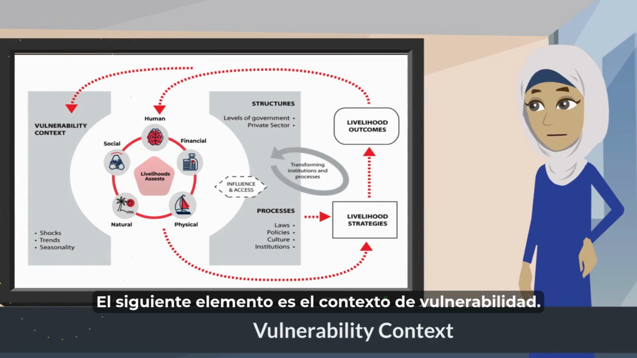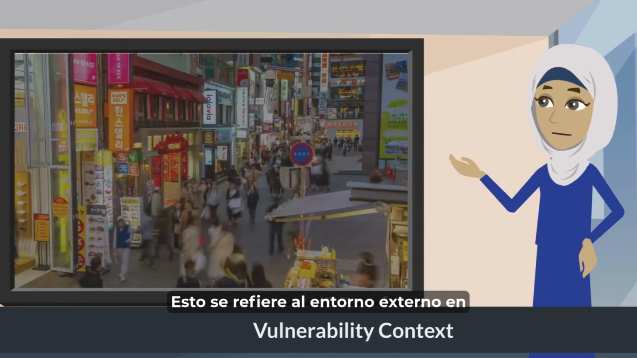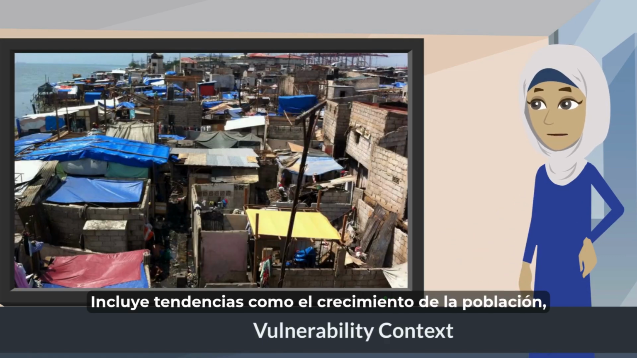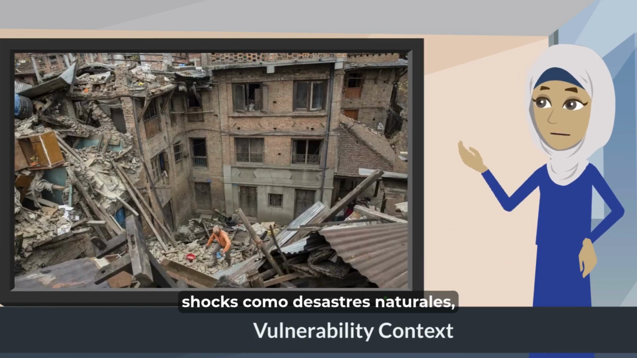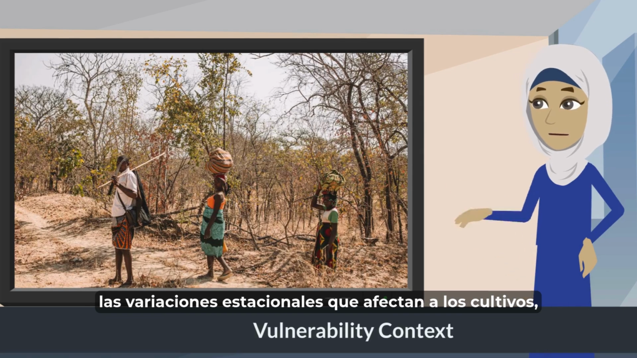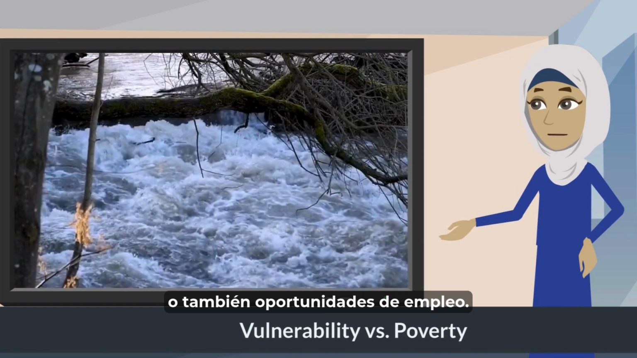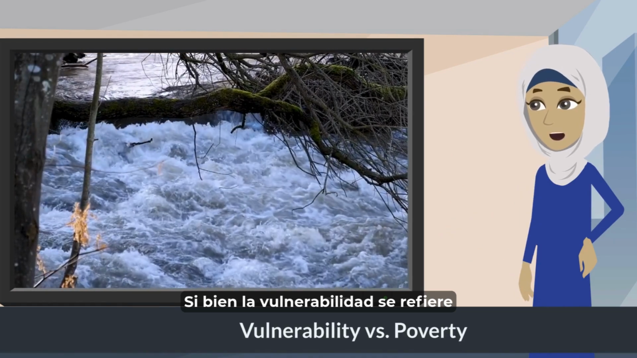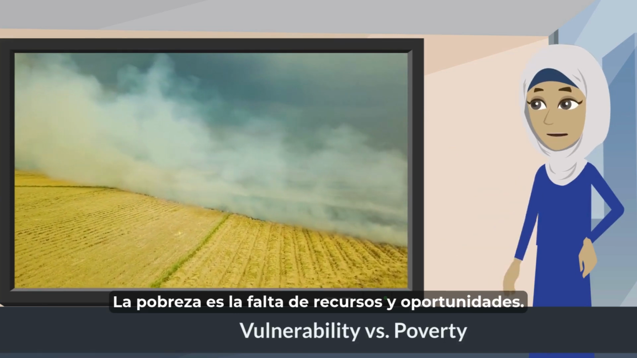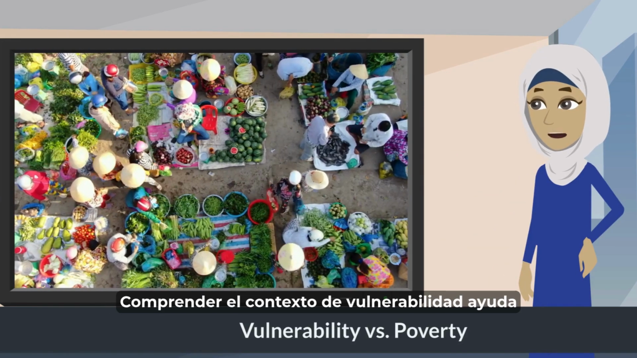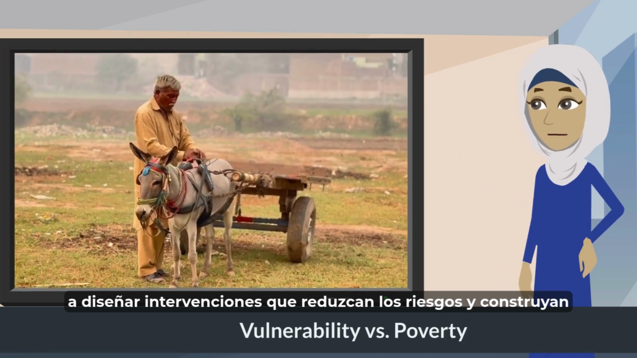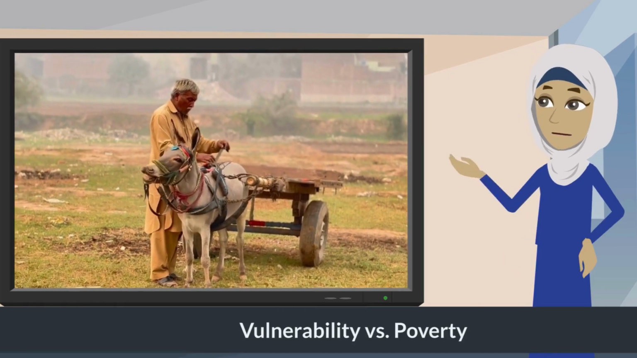The next element is the vulnerability context. This refers to the external environment in which people live. It includes trends like population growth, sudden shocks like natural disasters, and seasonal variations that affect crops or employment opportunities. While vulnerability refers to a community's risk to external shocks, poverty is about the lack of resources and opportunities. Understanding the vulnerability context helps design interventions that reduce risks and build resilience.